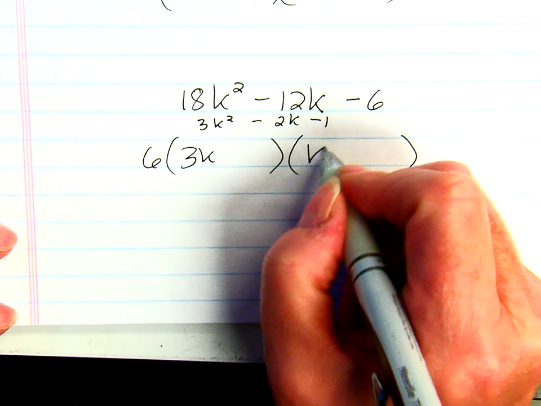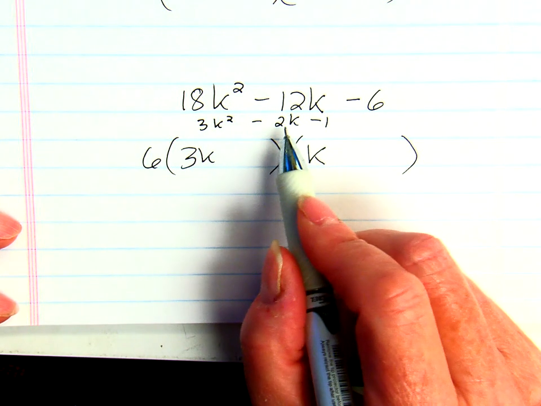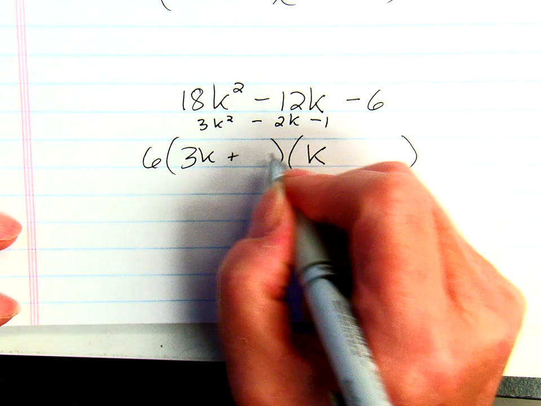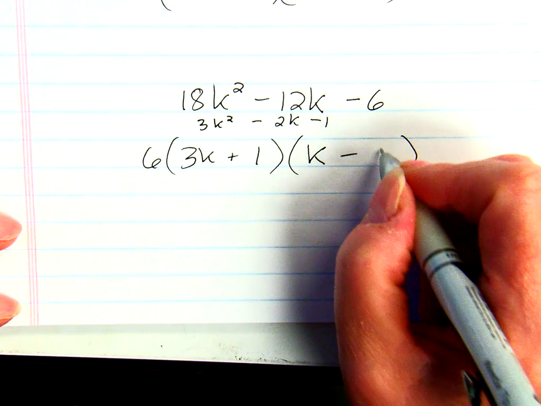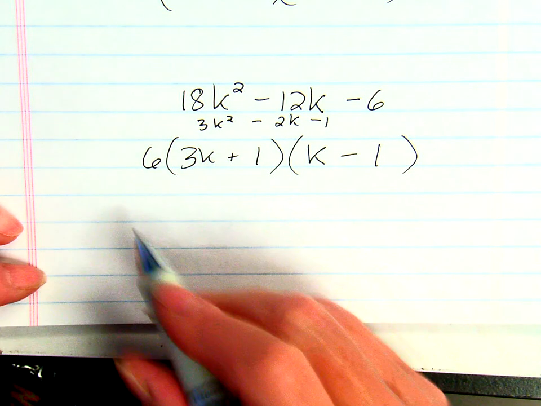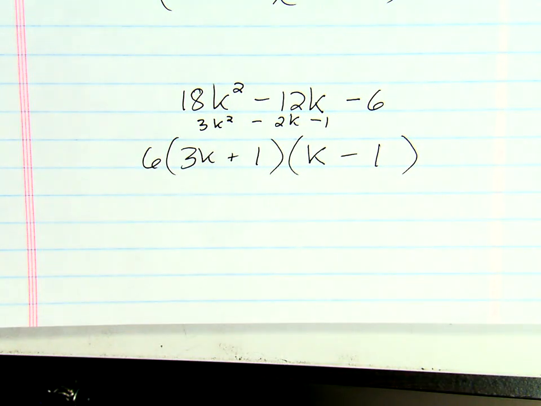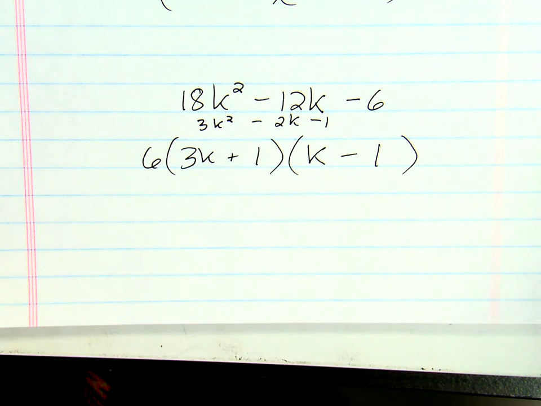and just a k here, and I need to end up with a 2, and I've just got 1 at the end, so I've got plus 1 and I've got minus 1. And if you go ahead and multiply it all out, you'll see that everything does work out properly.